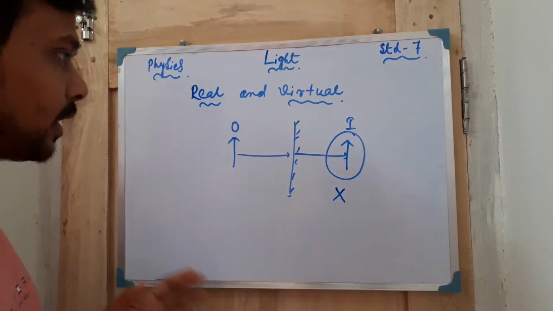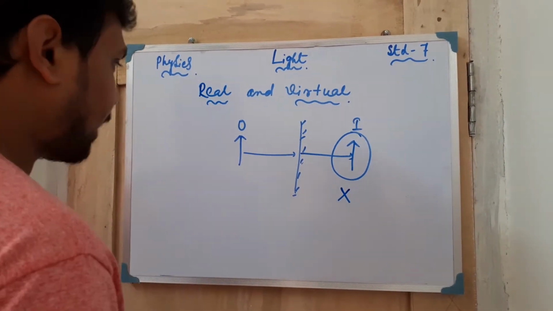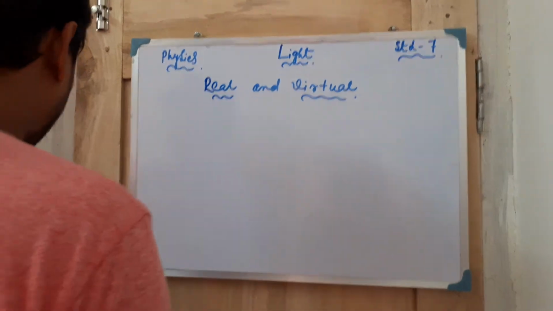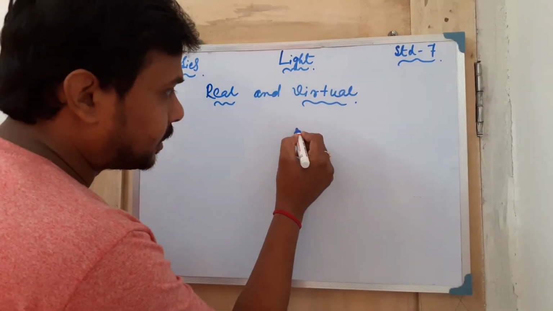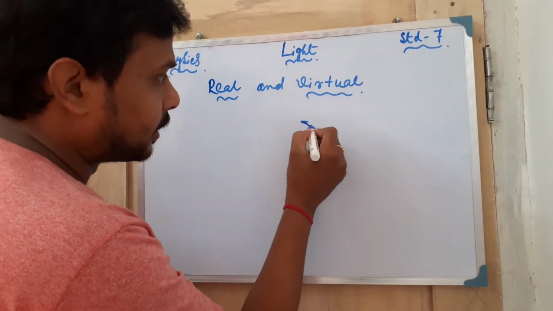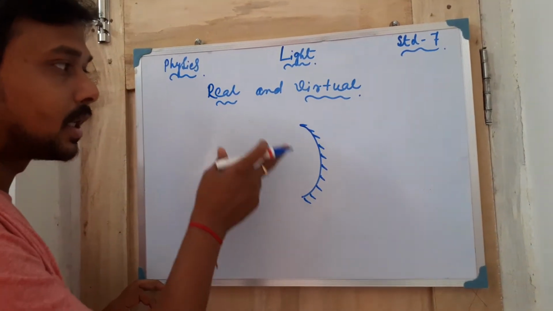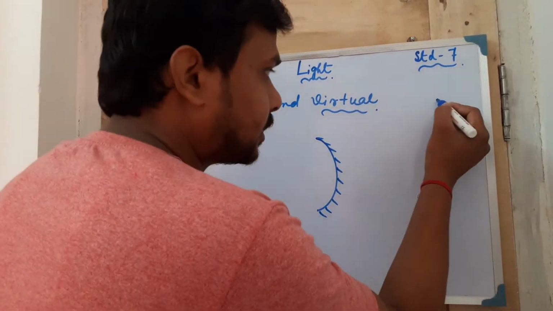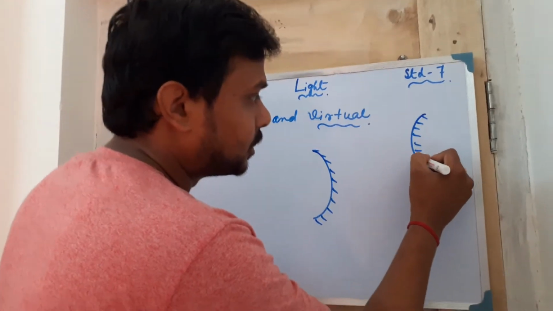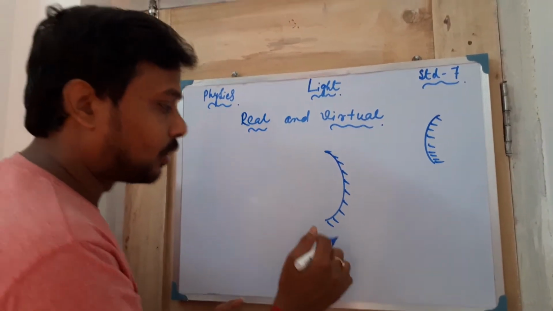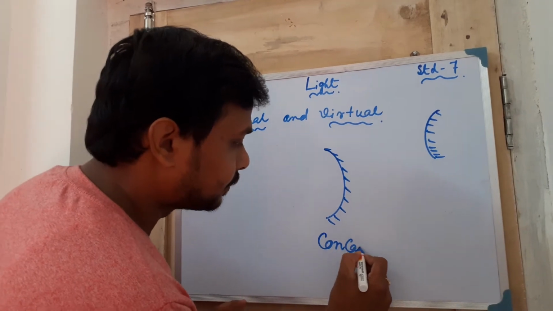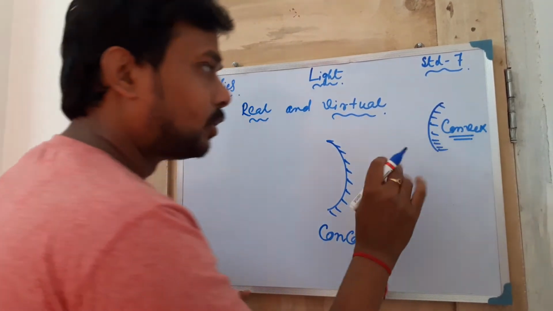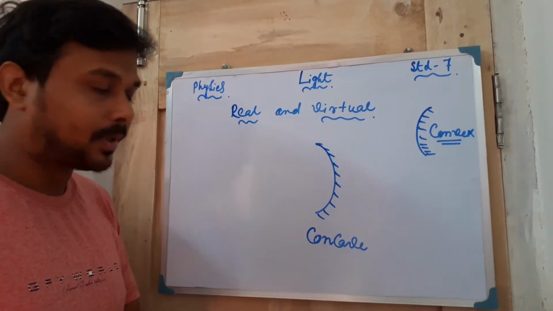Now I will tell you about one type of image formed, with a diagram. This diagram is not in your syllabus, but for your information I am telling you. Suppose you get this type of mirror. This mirror is known as a concave mirror. This is not a convex. Two types of mirrors are there. This type of mirror is also there, which is called the convex mirror. This is called a concave mirror, and this is called a convex mirror. Two types of mirrors are there, and another one is the plane mirror, which you know.